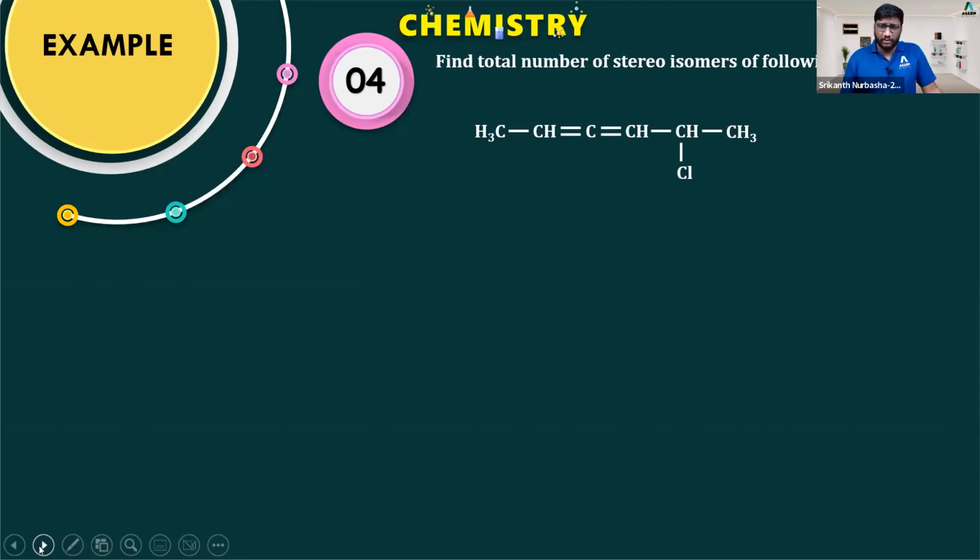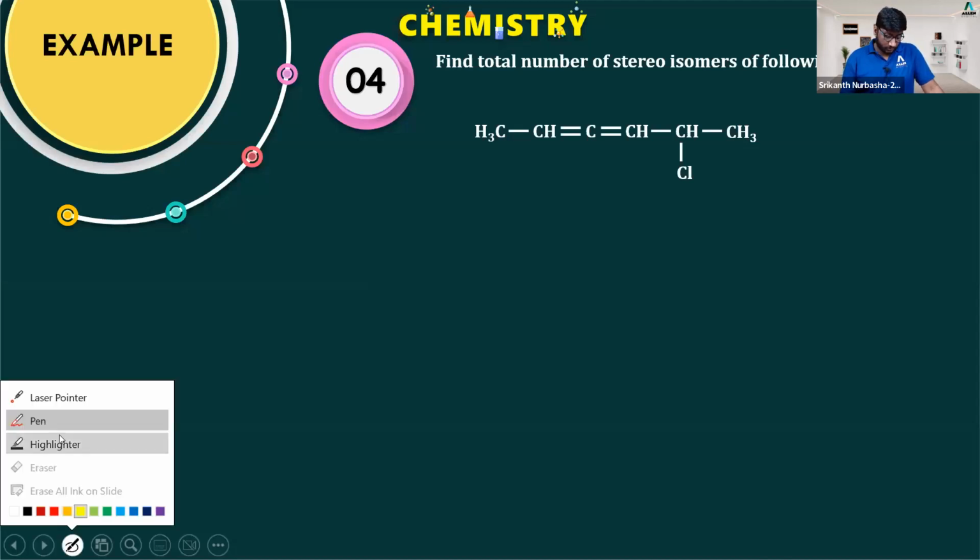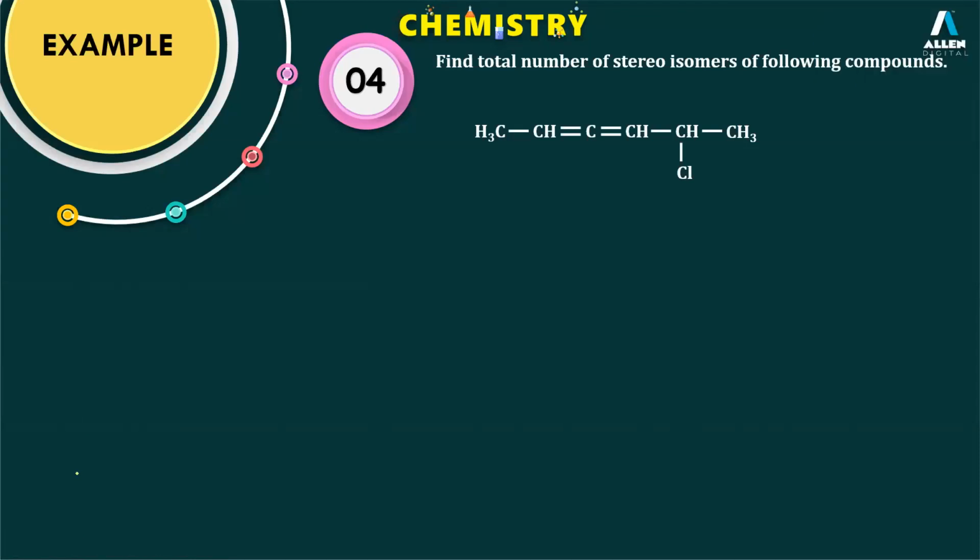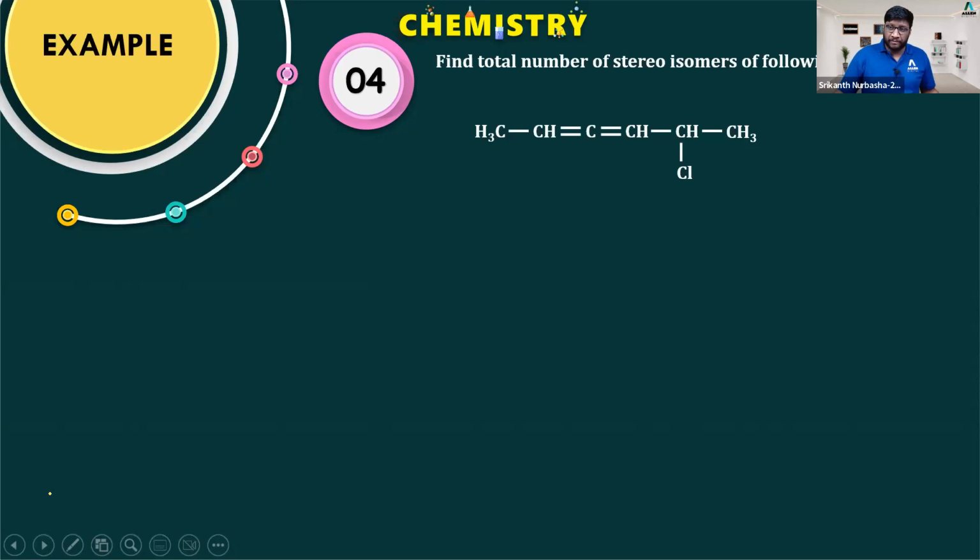How many? 8. Varshita says 8. What about others? Manashi says 16. Any other options? So here we have CH3, CH=C=CH. What is this? How many number of geometrical centers are there?